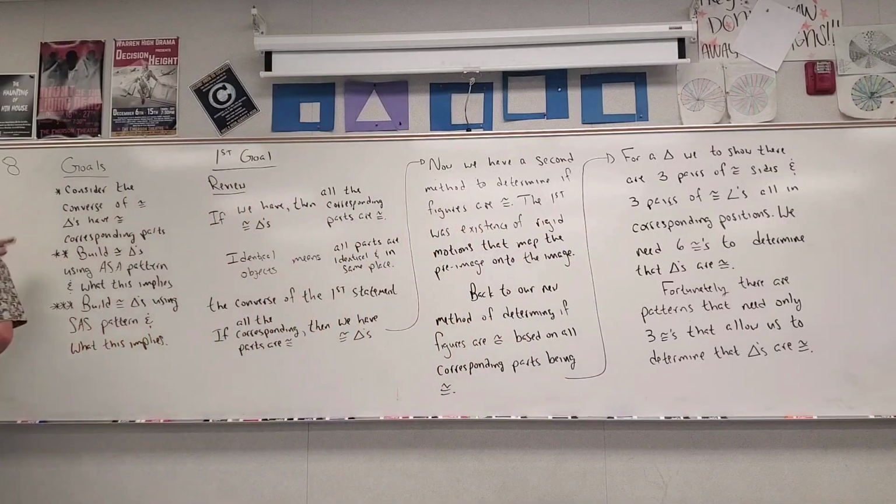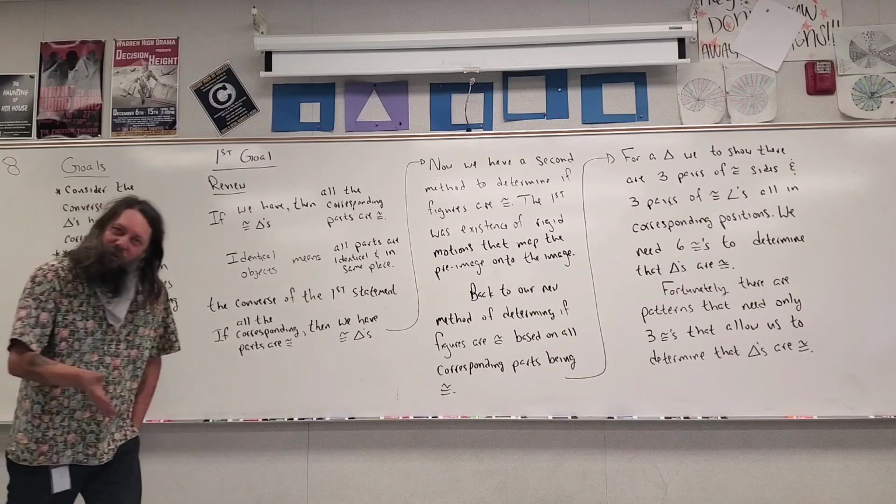Our first goal is to consider the converse of congruent triangles having congruent corresponding parts. I tongue twisted myself. Our second goal is to build congruent triangles using what's called the ASA pattern and what this implies. I'll explain what this means when we get to that goal. And our third goal is to build congruent triangles using the SAS pattern and what that implies. I'll explain what this means in a little bit when we talk about our third goal.